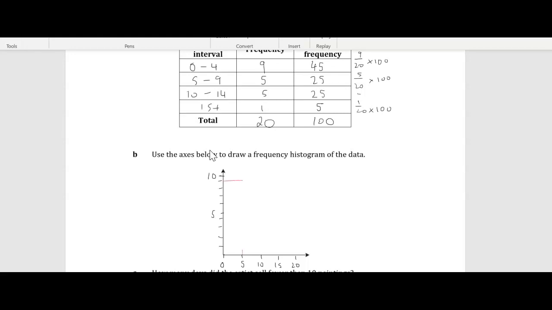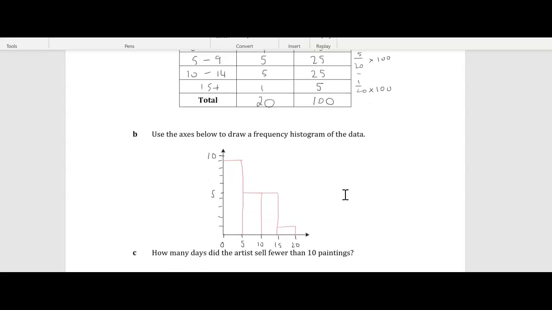Okay, so we go across and then up. The next one is 5. All right, and then next one is also 5. And then the last one is 1. Okay, so there's your histogram.